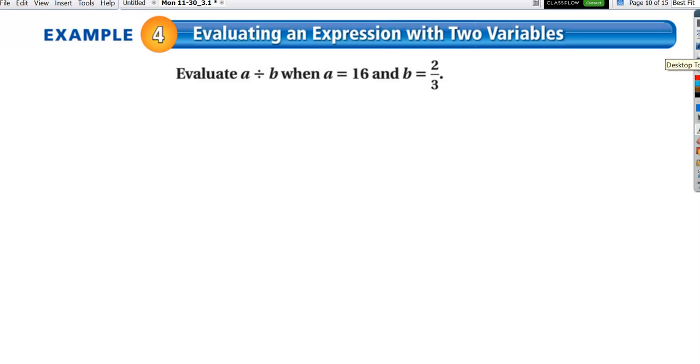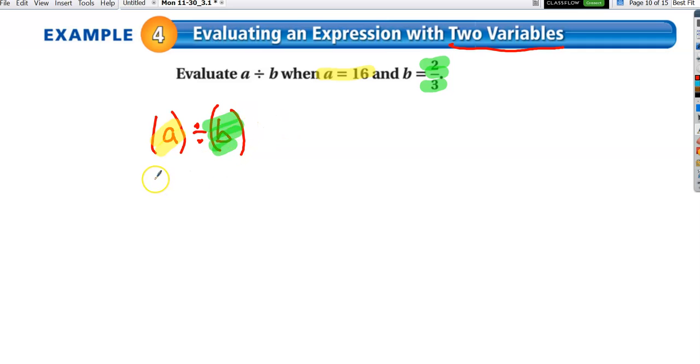Okay, so now here is an expression that has 2 variables. And so if you look at the steps that I gave you, I asked you to write A divided by B. And notice that I'm putting the A and the B in parentheses. And then a lot of times what I do is I get a highlighter. And I highlight the A, which is worth 16. And then the B, I'll do in green. B is 2/3. And I color code it so that when I plug in my numbers, I don't make any mistakes. So right now, I've got A divided by B.